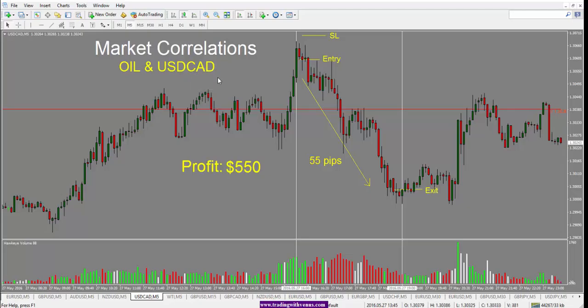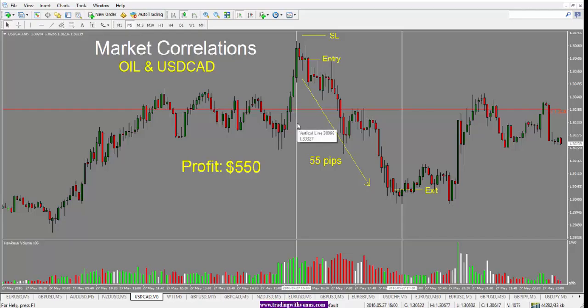There is an inverse relationship between oil and US dollar CAD. When oil goes up, dollar CAD goes down, or another way of putting it is when oil goes up, Canadian dollar goes up. So a little bit of background on this. Canadian dollar is a resource economy. In Canada, oil is one of the main exports. So oil prices go up, Canadian dollar will go up. When the oil prices go down, it will have a big impact on Canadian dollar, and you'll see Canadian dollar go down as well. So let me show that with an example.